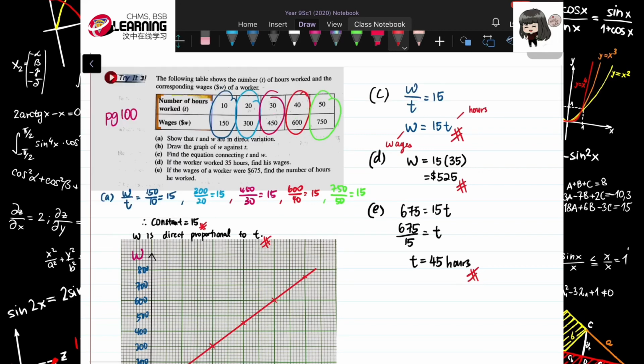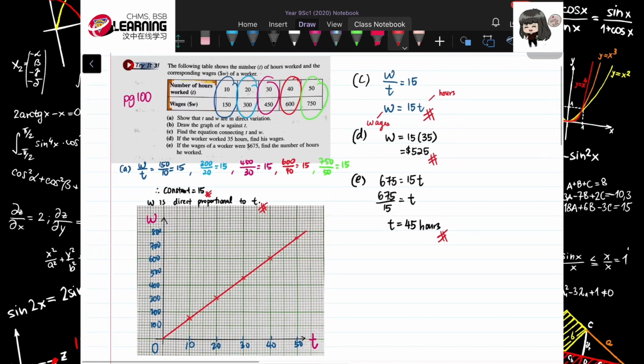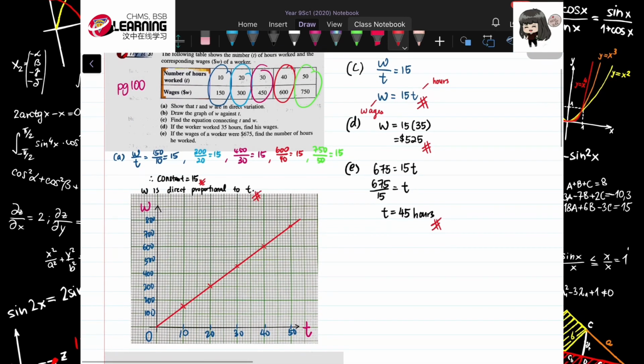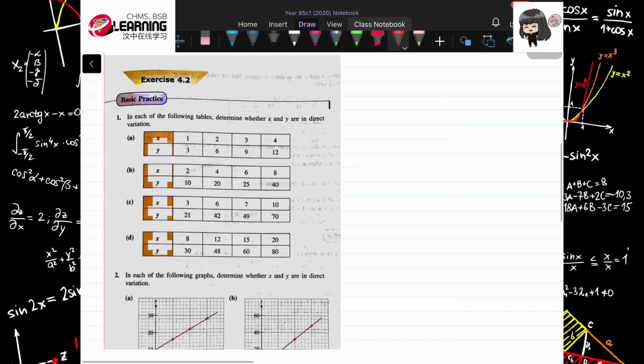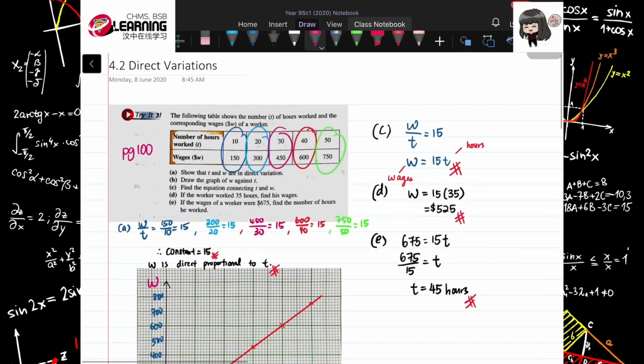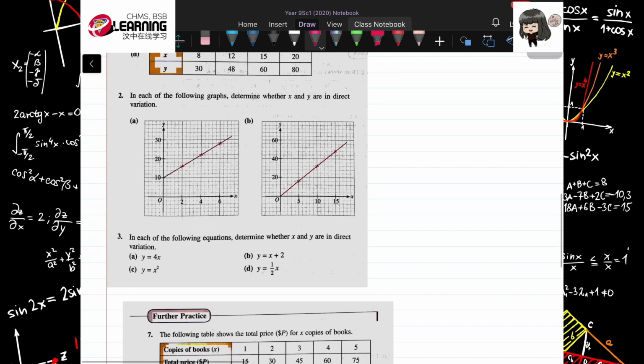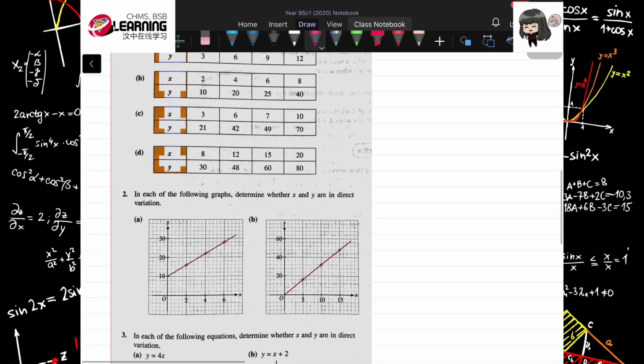So to get that $675, you need to work for 45 hours. Okay, so that's all for try it 3. Now let's proceed to exercise 4.2. Exercise 4.2 is on page 105. Copy all this down, including try it 3. Exercise 4.2, question number 1, number 2 and number 3. You copy that down.